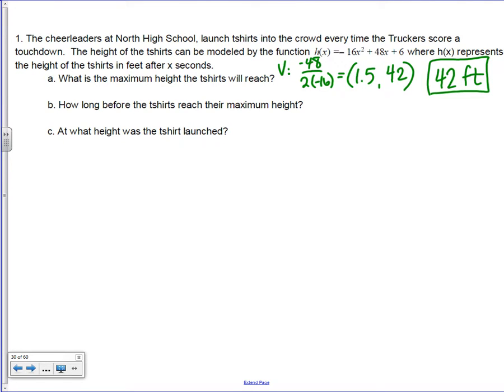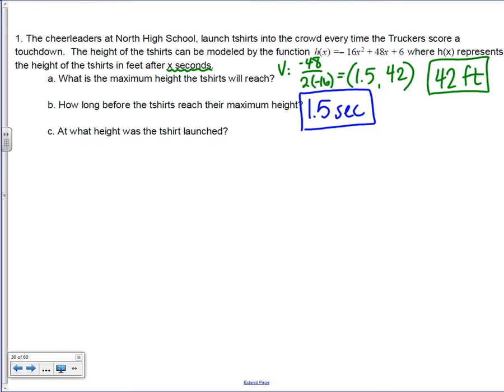How long before the t-shirts reach their maximum height? Well, how long? That's the amount of time. If you look back in this problem, it says x is representing seconds, and seconds is an amount of time. So the maximum occurs at the vertex. So I need the x coordinate of the vertex. So this will happen at 1.5 seconds. So those t-shirts at 1.5 seconds are as high as they are ever going to go.